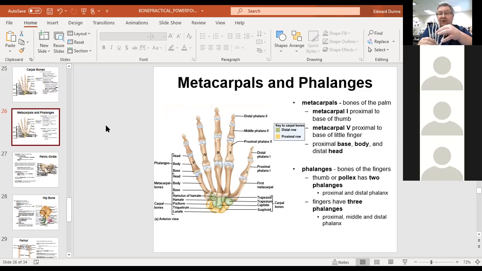Then above the metacarpals are basically another 12 bones on the fingers and 2 on the thumb. These are known as the phalanges. You'll notice here on the picture, let me get my pen back.